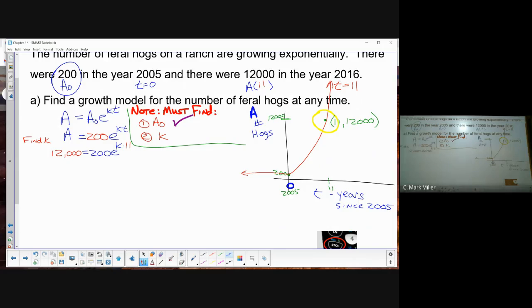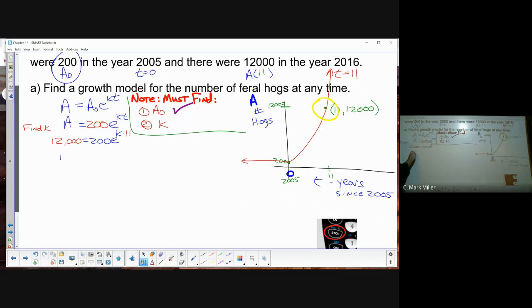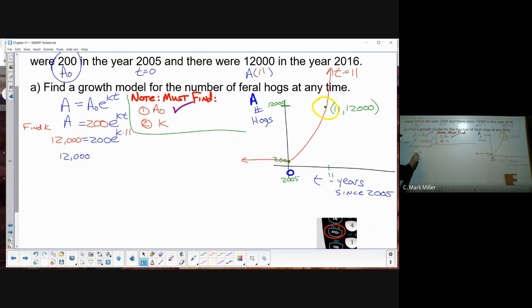All right. What does that do? Well, all these are numbers. E is a number. The only thing left is K. So now we're going to solve for K. You need to know how to do these next steps. The next steps are how we solve for K. First thing is you divide by the 200. So you're going to have 12,000 divided by 200 equals e to the 11k.